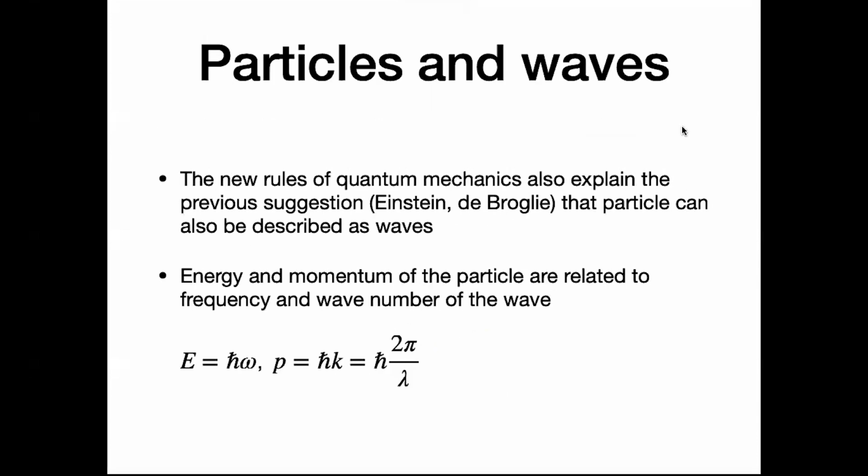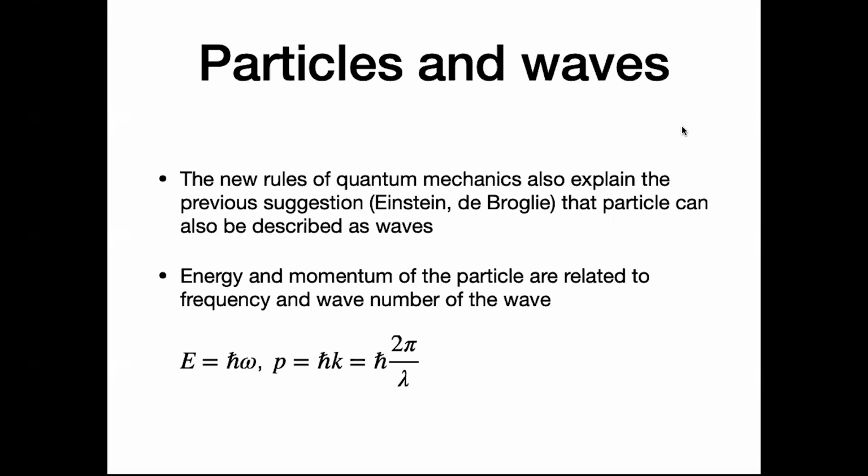The new rules of quantum mechanics also explain the previous suggestion that particles can also be described as waves. Energy and momentum of a particle, for example, correspond to the frequency and the wave number of the wave. So E is equal to ħω, where ω is the frequency, and p is equal to ħk, where k is the wave number of the wave. But in quantum mechanics, this wave is a way to describe the probability distribution of a particle.